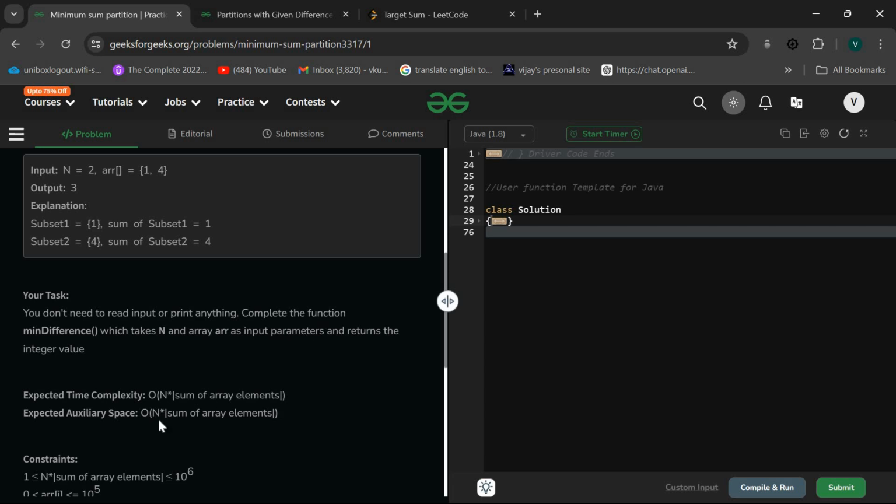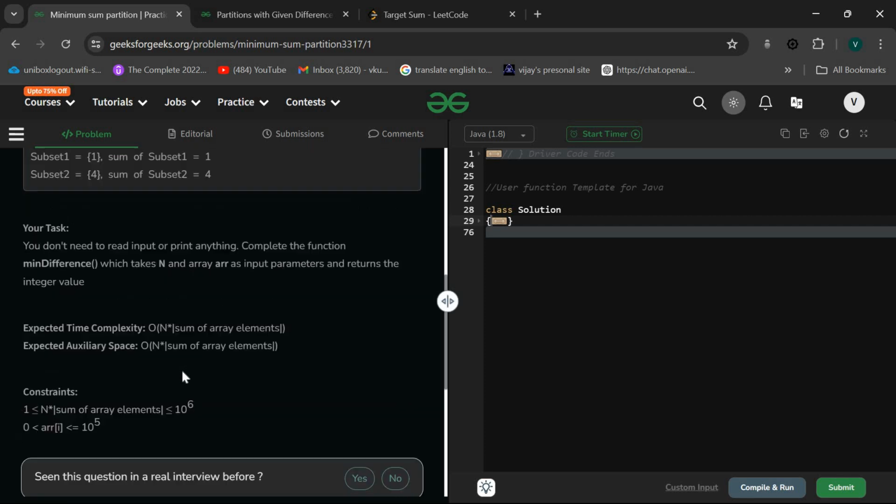Let's look at the complexities. This is about the sum of an array. So see guys, I also taught in the last problem that you will consider the sum. Maybe in this question you also consider the sum, so that's why it's the sum of the array elements. It means in this question you also require the sum.